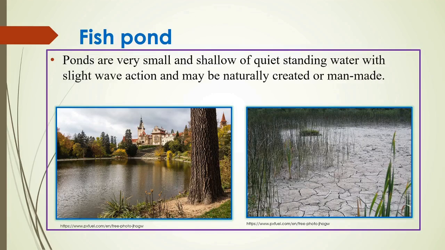First of all, let us know the definition of a pond. Ponds are very small and shallow bodies of quiet standing water with slight wave action and may be naturally created or man-made. We generally see naturally created ponds in our surrounding places. You can see a naturally created pond in this image. These naturally created ponds are filled with rainwater during monsoon season, and in summer the ponds dry up.